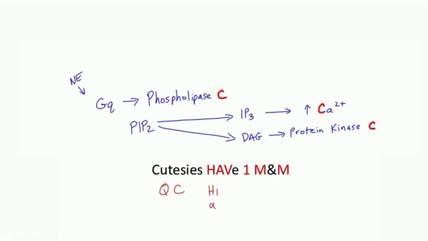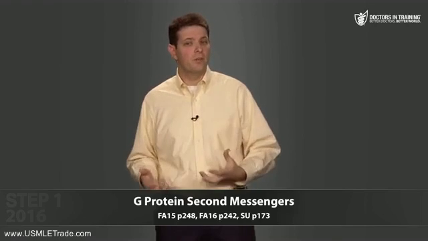So there's H1, alpha 1, and V1. The histamine 1 receptor, the alpha 1 receptor, and the vasopressin 1 receptor. That's the have one part of the mnemonic. And then the M&M is for M1 and M3. So remember, cutesies have one M&M, and remember all the C's in that GQ pathway: phospholipase C, protein kinase C, and calcium. And you've got it. Now, it's almost totally clinically irrelevant, but you will be tested on it, so you need to know it. So GQ is the first type of G protein.